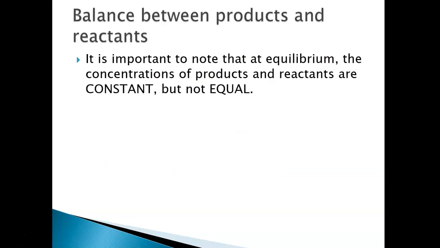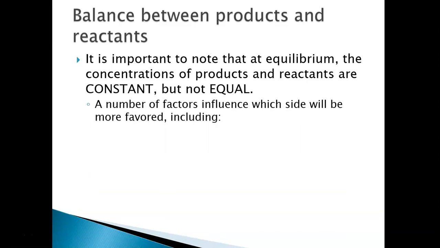Now, it's really important to note that once a reaction reaches equilibrium, the concentrations of products and reactants are constant, but not necessarily equal to each other. Okay, so some reactions, we say that they favor products. That means they make more products than reactants. Other reactions favor reactants. Very few of the reactants turn into products at equilibrium.